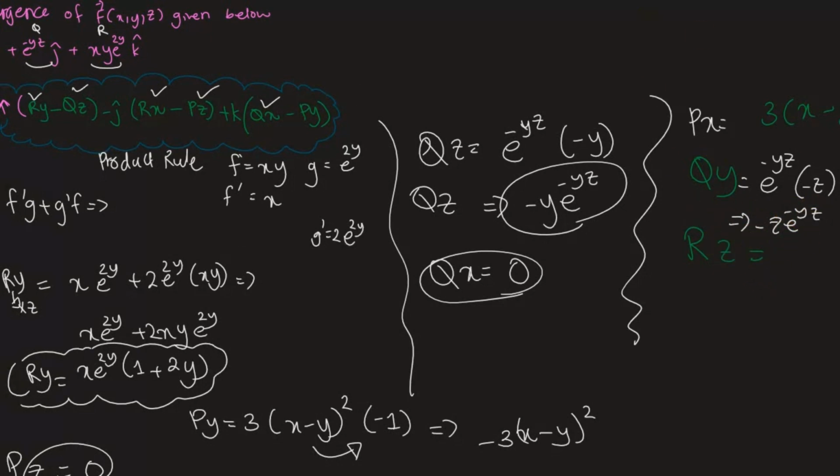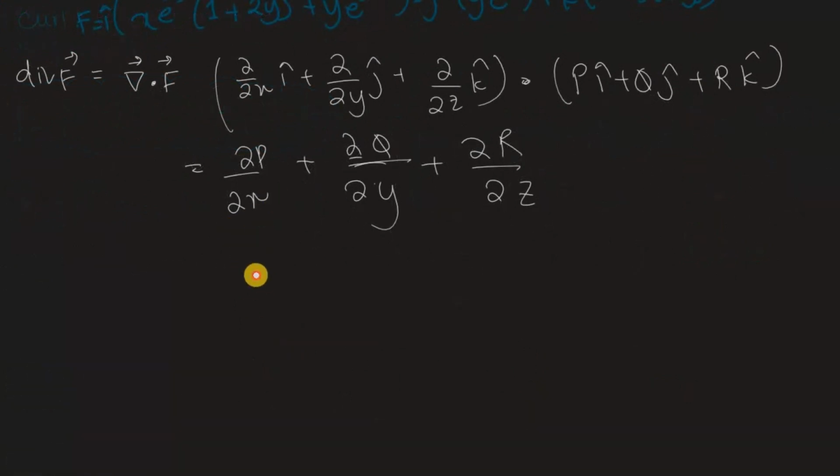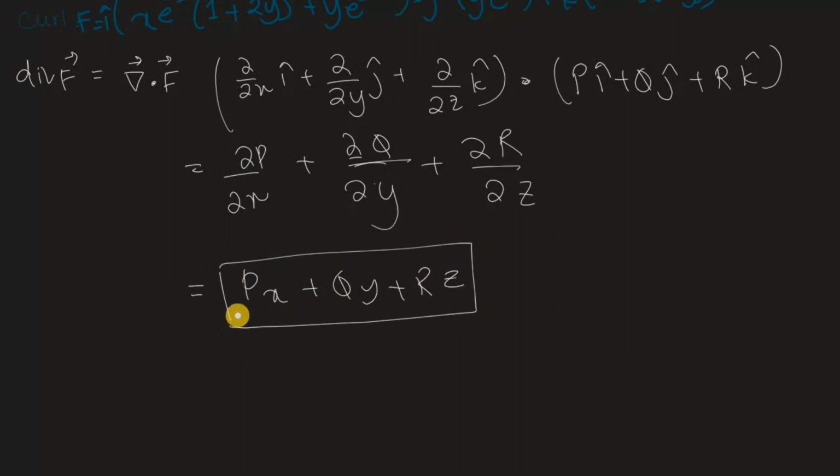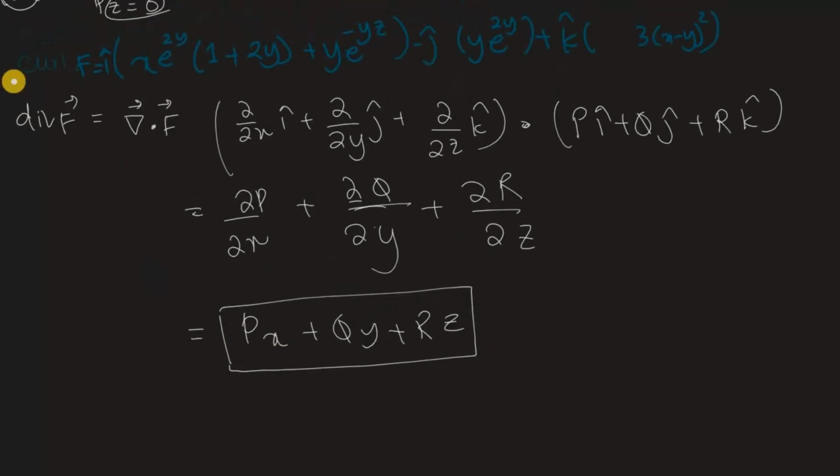Next we have z. For simplicity, you can write it as P of x, Q of y, R of z, and this is the formula for divergence of F. If you want, you can memorize it, or else you can just derive it like this. It's not so hard to derive it, right?